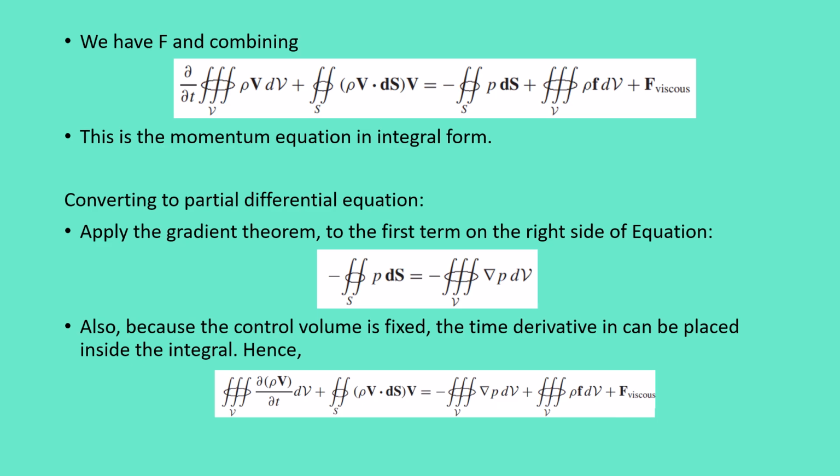By combining the left and right side of the equation, that is f and g and h, we get the following equation. This is the momentum equation in integral form. To convert this into partial differential equation, we need to apply gradient theorem to the first term on the right side of the equation, that is minus surface integral p dS equal to minus volume integral del dot p dV. Also, because the control volume is fixed, the time derivative can be placed inside the integral. So that gives us this equation.